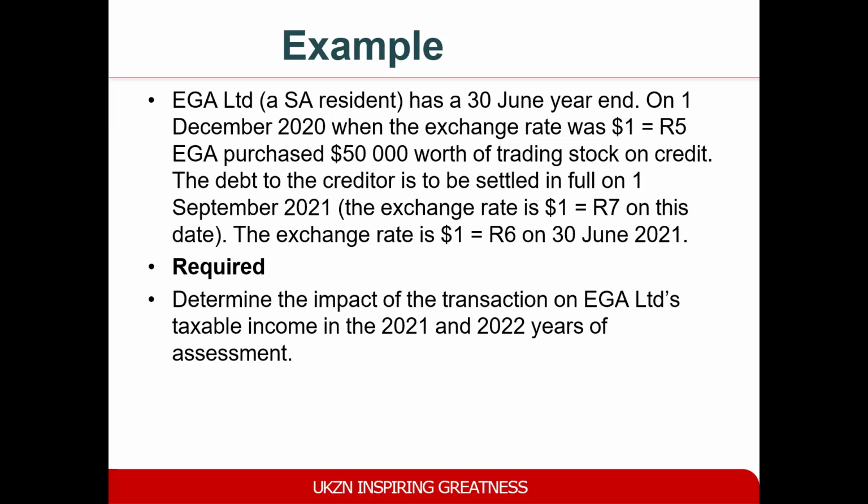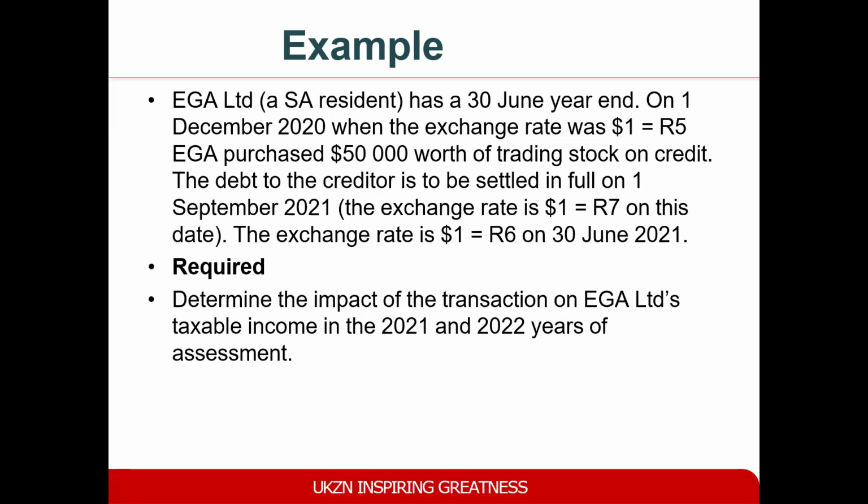Now they say here, determine the impact of the transaction on EGA's taxable income, 2021 and 2022 year of assessment. So first, on transaction date, we write down 5 rand times $50. That's the transaction date, that's a debt we have. Now we say 5 rands times 6 rands at translation date, which is 30 June. Then we see there's a difference of 1 rand. It's actually 1 rand times $50.